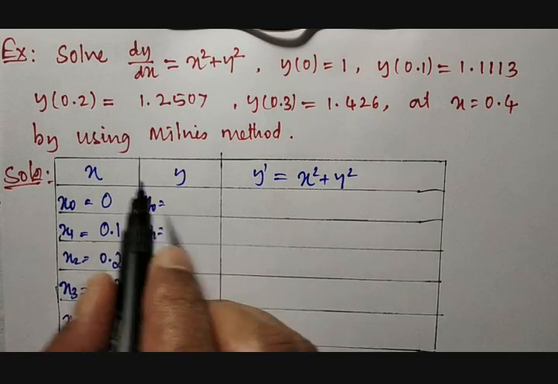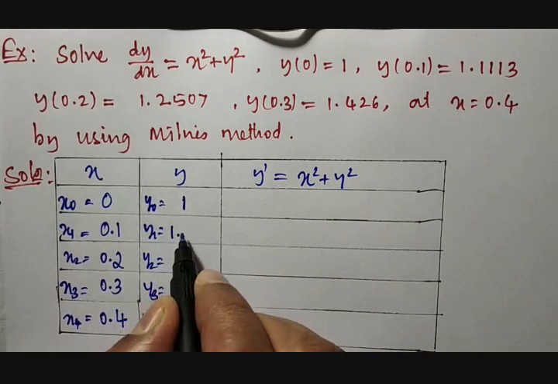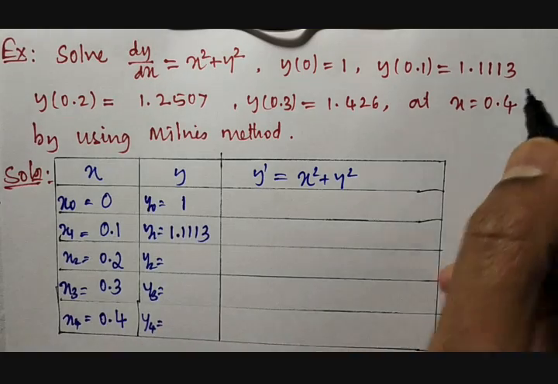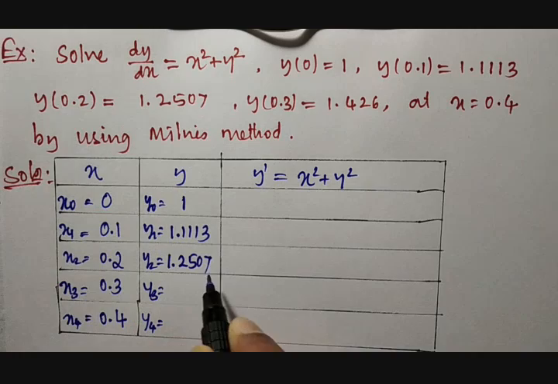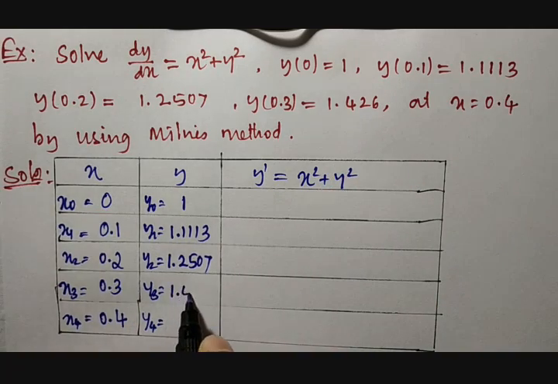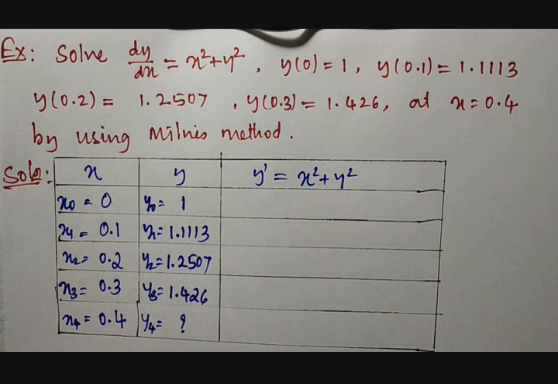Then y0 at 0 is 1, at 0.1 it is 1.1113, then it is 1.2507, then it is 1.426, then this we need to calculate. Then calculate its y dash result. Y dash result means its derivatives. What are its derivatives now?